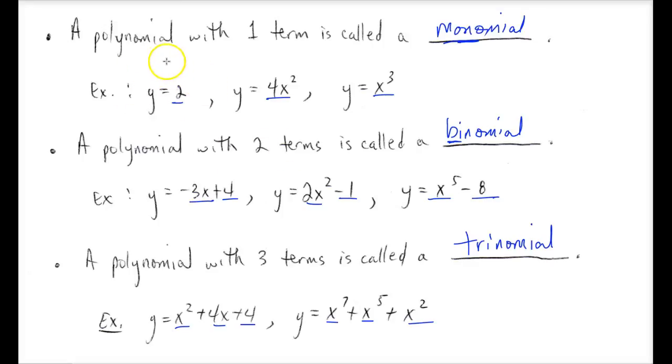Just to make up an example of what would not be a monomial, binomial, or trinomial, let's say we had something like y equals 5x squared plus x plus square root of 3x. In this case, this would not be considered to be a trinomial, only because this term has a square root in it, meaning that this is not a polynomial in the first place.